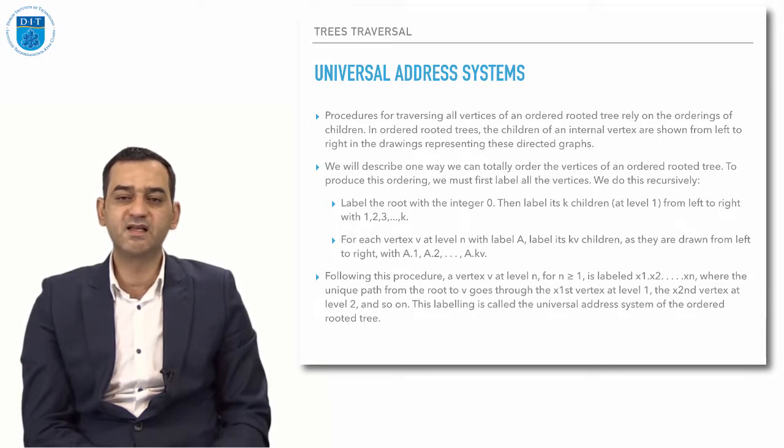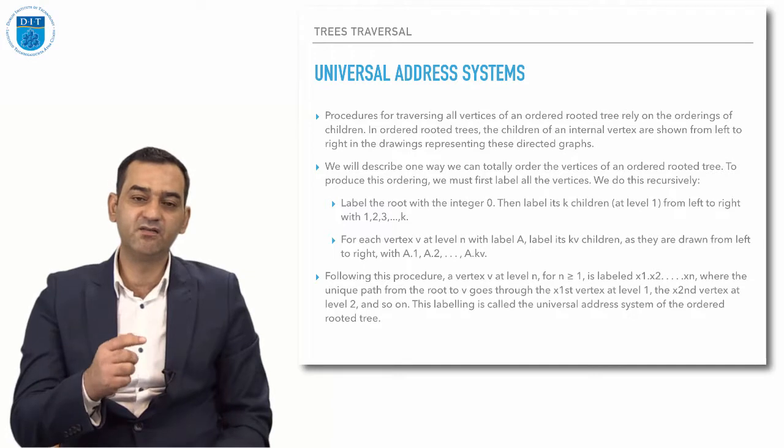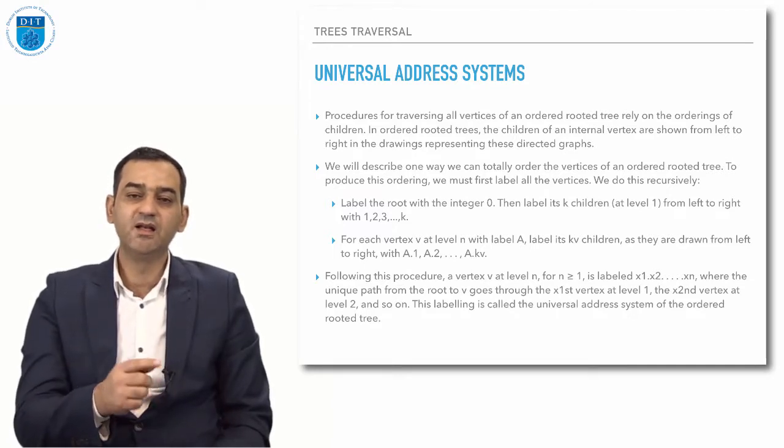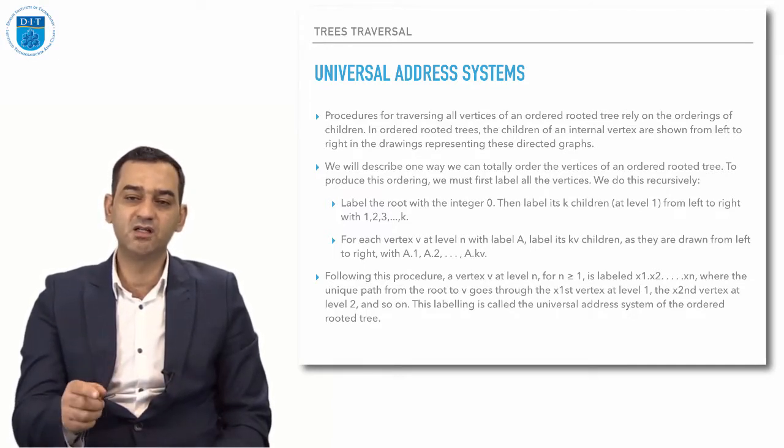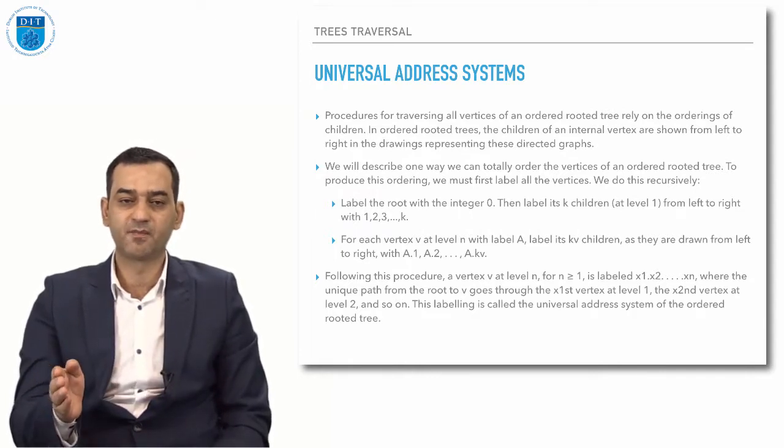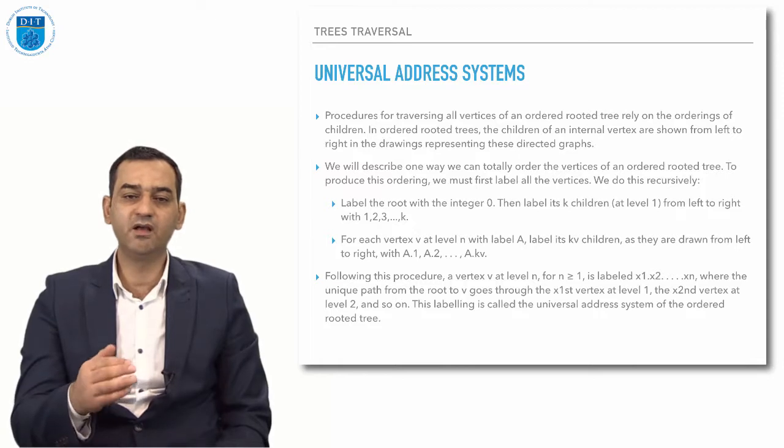Then we label its k children at level 1 from left to right with 1, 2, 3, up to k. For each vertex v at level n with label A, we label its k_v children, as they are drawn from left to right, with A.1, A.2, up to A.k_v.